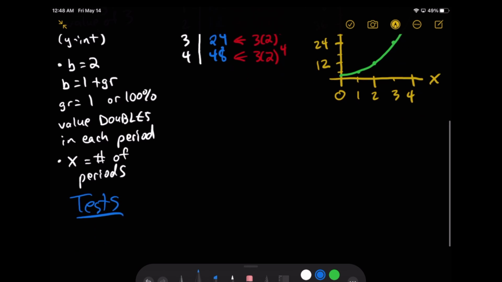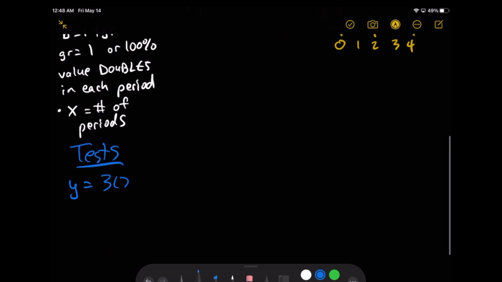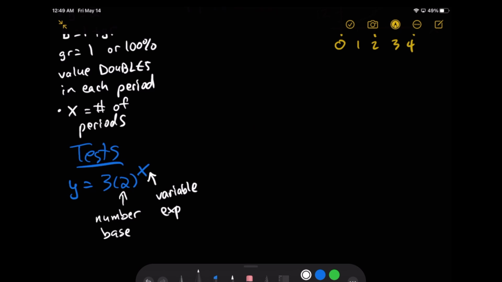To test, first of all, we can look at the equation, and our equation was y equals 3 times 2 to the x. And we know it's exponential right away because I have some number as a base and a variable, a letter variable, as our exponent. So it's called an exponential function because that means that our variable is in the exponent position. Technically, I don't even need to see a number here. If I just saw something like y equals 2 to the x, or y equals 7 to the x, or y equals half to the x, these are all examples of exponential functions.